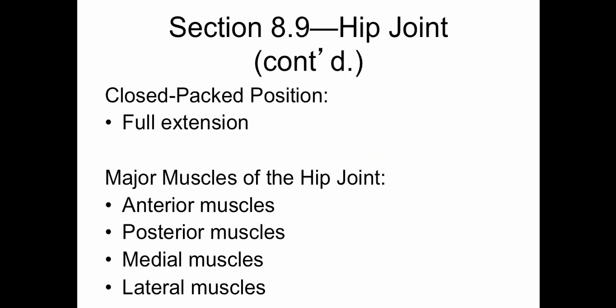Large muscle groups cross the hip joint. The anterior muscles include the iliopsoas, the tensor fasciae latae, the rectus femoris, the sartorius, and the further anterior hip joint adductors. Posterior muscles include gluteals, hamstrings, and the adductor magnus. Medial muscles include the hip joint adductor group. Lateral muscles include the gluteals, the tensor fasciae latae, and the sartorius.